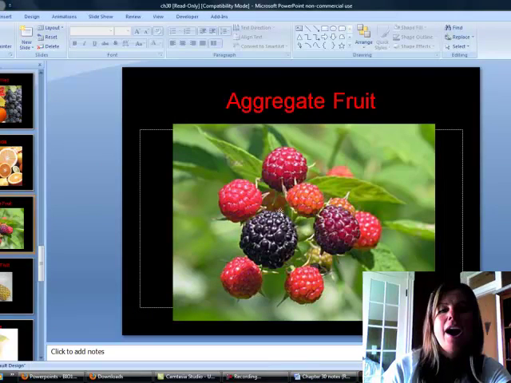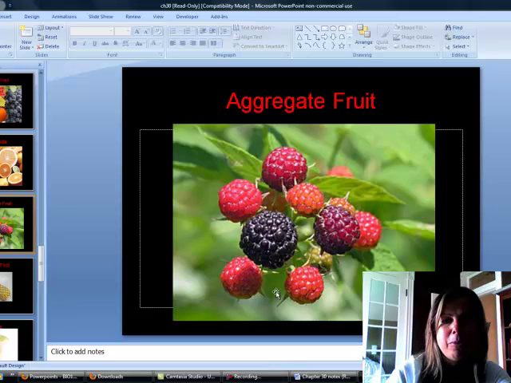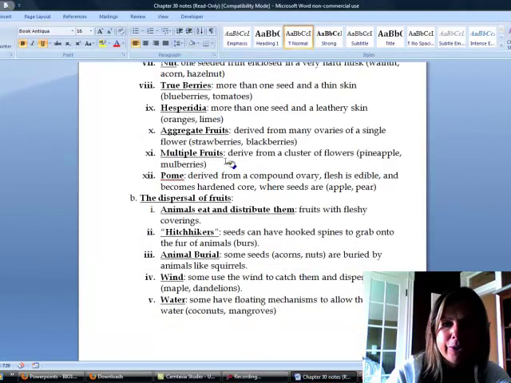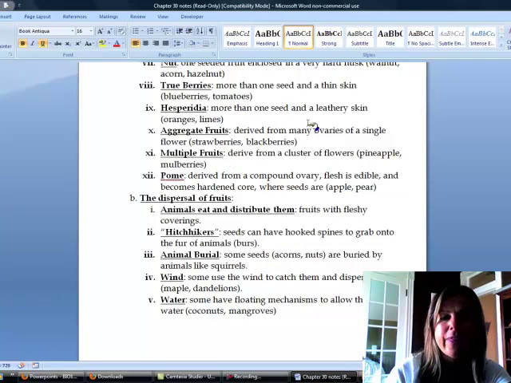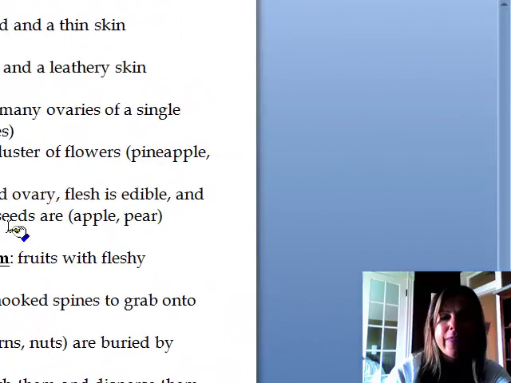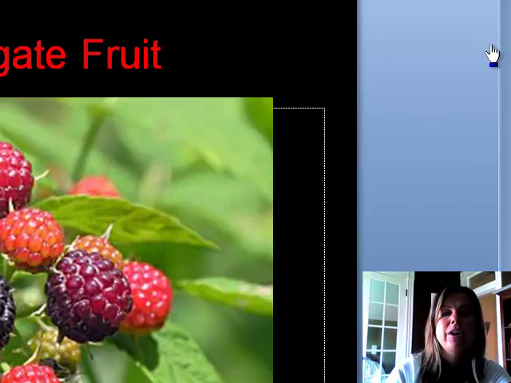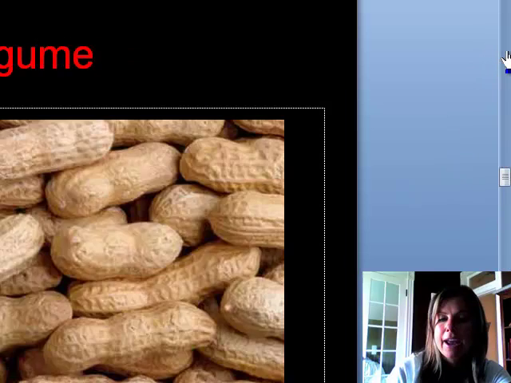Now in aggregate fruit, if you look, it does look like there's a whole bunch of little fruits in there, right? And that's going to be the result of, if you look here, many ovaries of one flower. Now if we go back to that picture of the flower, I can kind of show you what I'm talking about.